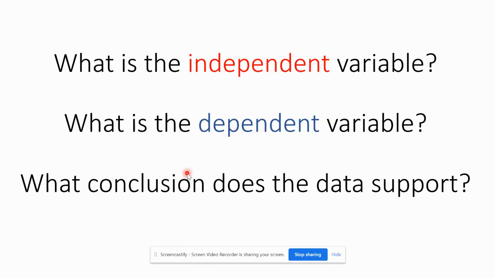Okay, so remember, when we're reading line graphs like we're about to see, you always got to think about three questions. What is the independent variable? What is the dependent variable? And then ultimately, what conclusion does the data support? There's a relationship between the independent and dependent variable, and that is that the dependent variable depends on the independent variable.